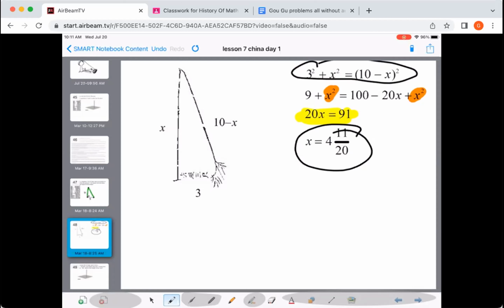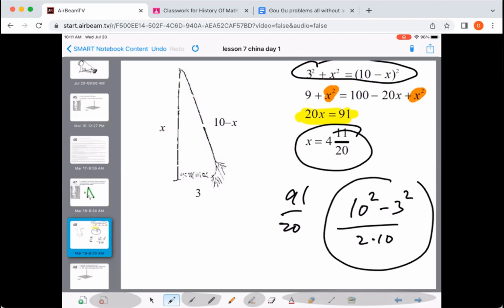But what they describe when they say something like, of course it's 91 over 20, they say take 10 squared minus 3 squared over 2 times 10. So that's pretty much what they say to do. Take the length of the bamboo and square it, subtract the break distance, and then divide it by 2 times. And it's not clear how did they jump to that?